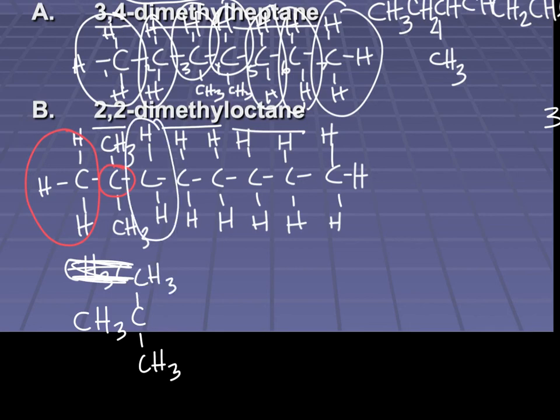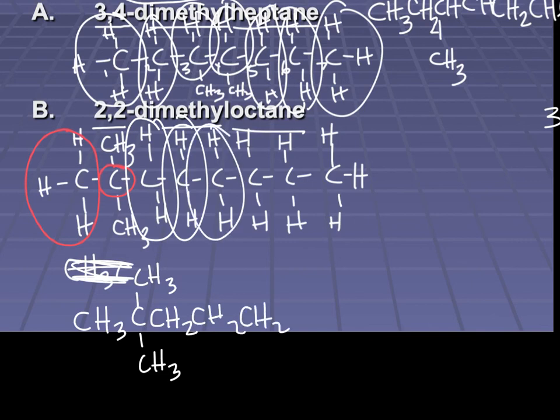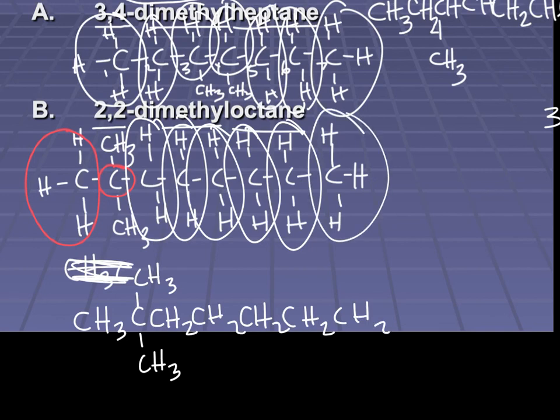Then this is a CH group. Sorry, then a CH2 group, and then another CH2. Then another CH2, and another CH2, and another CH2. Then finally, at the end, a CH3. So that would be your condensed structure for 2,2-dimethyl octane.